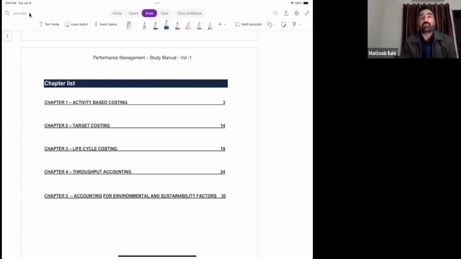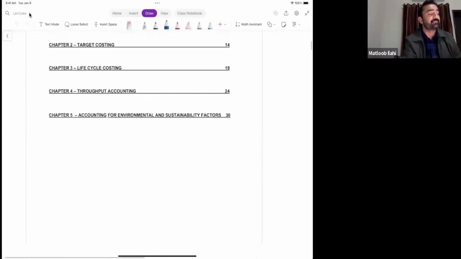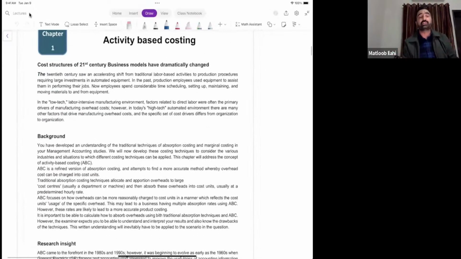Okay, so last class was an introductory class where I explained the details about the syllabus, the performance management exam, the question style, and the paper, and all that I already covered in the last introductory class. And today we are going to start with our chapter 1, activity-based costing, and we will also be covering chapter 2 and chapter 3, I hope, target costing and life cycle costing. So today's class is going to be very interesting and very exciting. Okay, so let's start with activity-based costing.